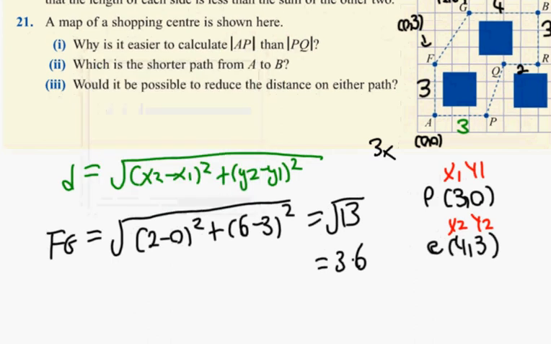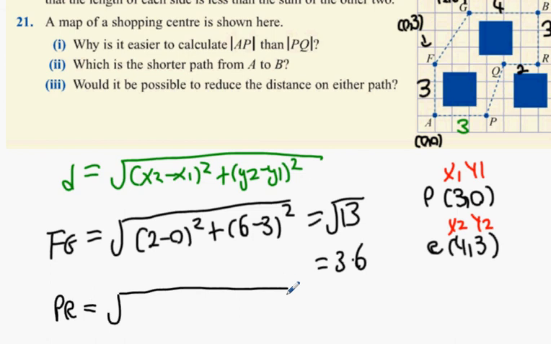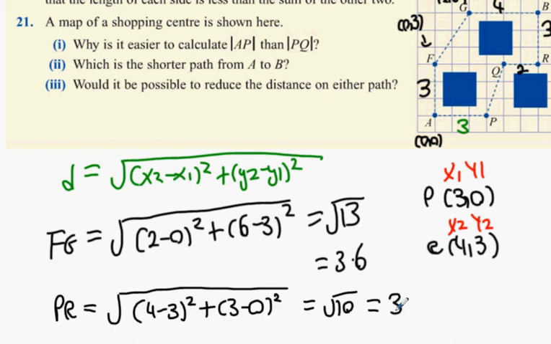Okay, guys. So next we have to find out what PQ is. P to Q is the square root of x2 minus x1, 4 minus 3 squared, plus y2 minus y1, 3 minus 0 squared. Now I can tell you that one is going to be the square root of 10, which should be 3.16 in the calculator. Now, we know that FG is 3.6, and we know that PQ is 3.16.